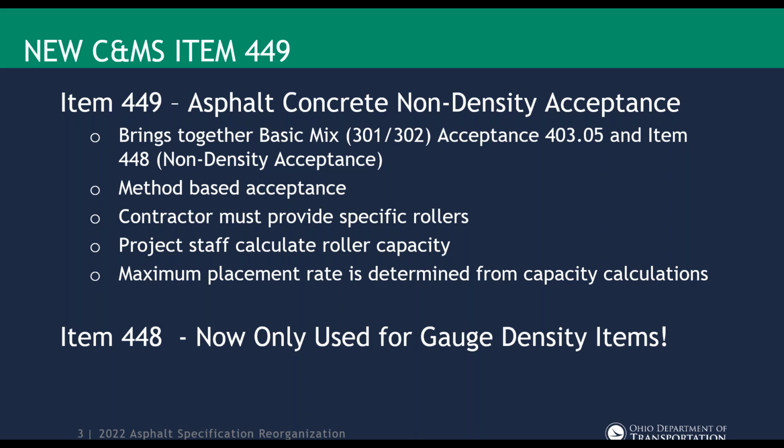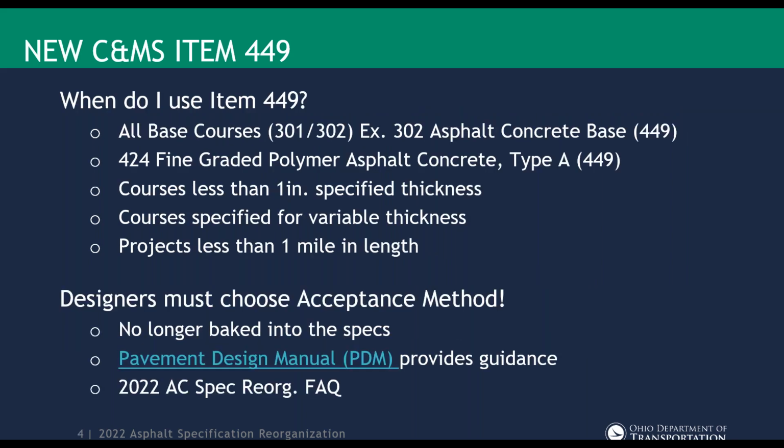The design guidance will be in the PDM, and some of that stuff we'll talk about in a moment. So when do I use item 449? All base courses are going to now need the item 449 extension. And you can see here an example, 302 asphalt concrete base, parentheses, 449. That's literally all the changes. Nothing changed day to day in how you accept asphalt from the old specs to the new specs. It just has this parentheses 449 in it.